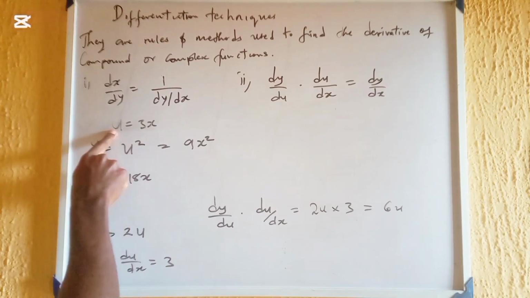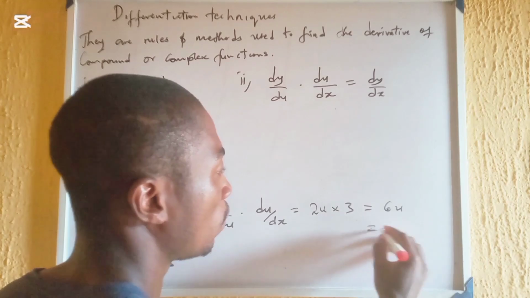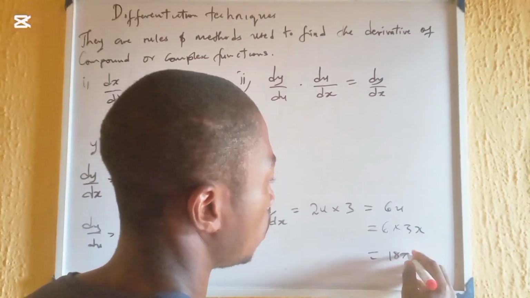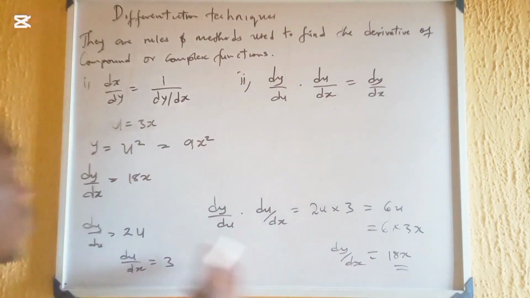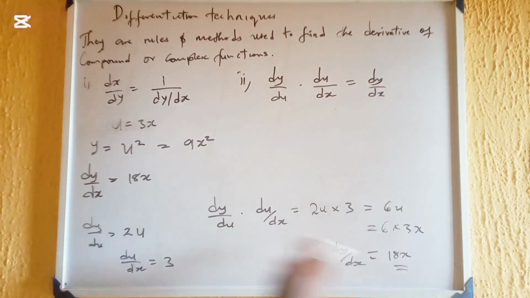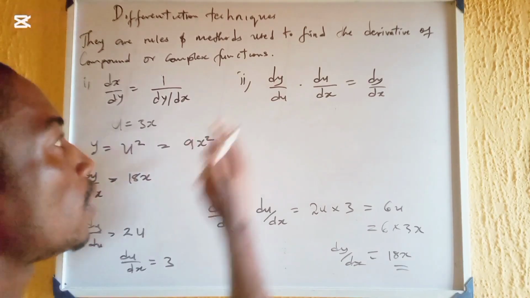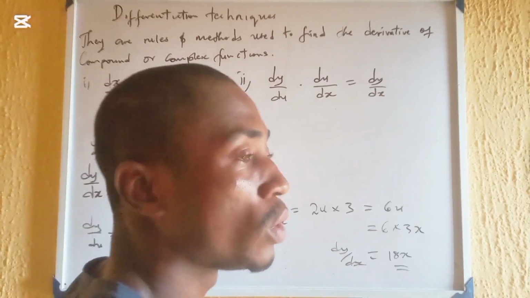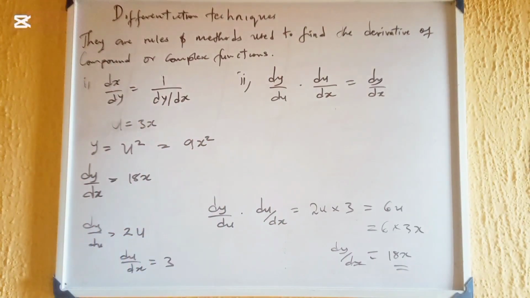We'll have that u is equal to 3x. So in that case, we'll be having 6 times 3x, which is equal to 18x, and that is our dy/dx. So you can see that we got 18x and we got 18x to confirm that dy/du multiplied by du/dx will give you dy/dx. Okay, let's look at the next technique.